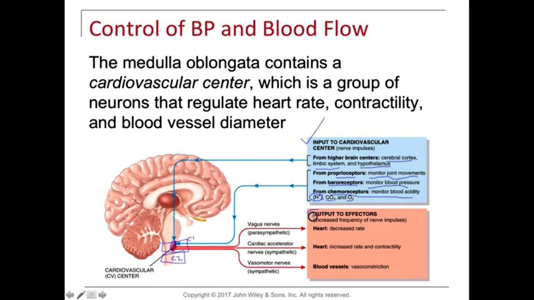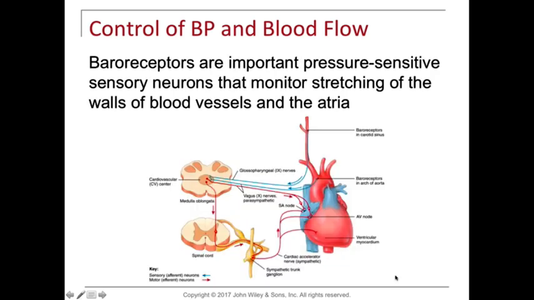Now, the output is going to be to the effectors, the heart. If the vagal nerve is stimulated, which is parasympathetic, you're going to get decreased heart rate. If the cardiac accelerator is kicked in gear, which is sympathetic stimulation, you're going to get increased heart rate and contractility. And again, vasomotor-wise, sympathetics are going to make the tunica musculosa vasoconstrict, as do so many hormones, right? We were talking about the renin-aldosterone angiotensin system.